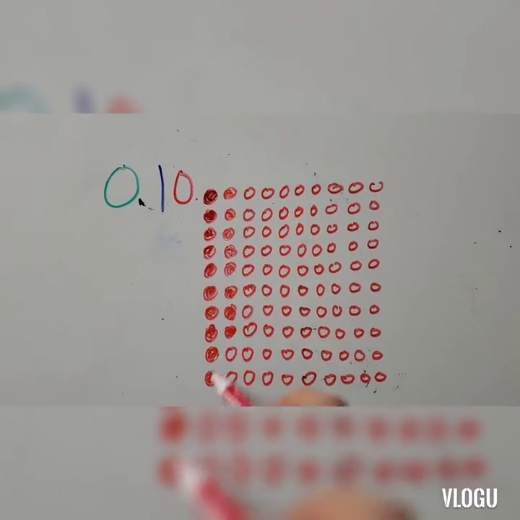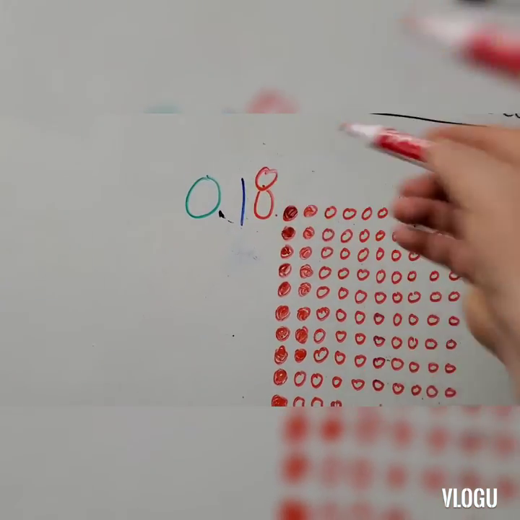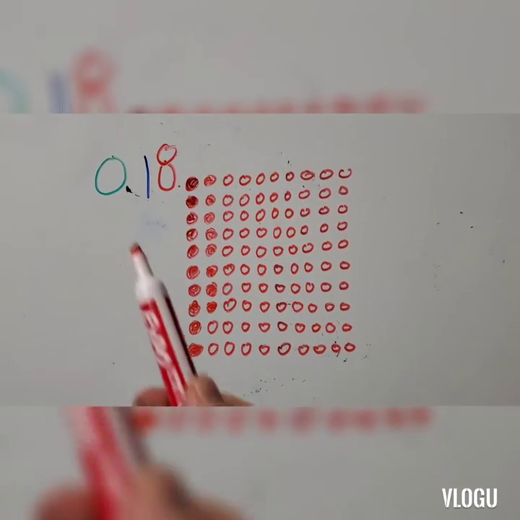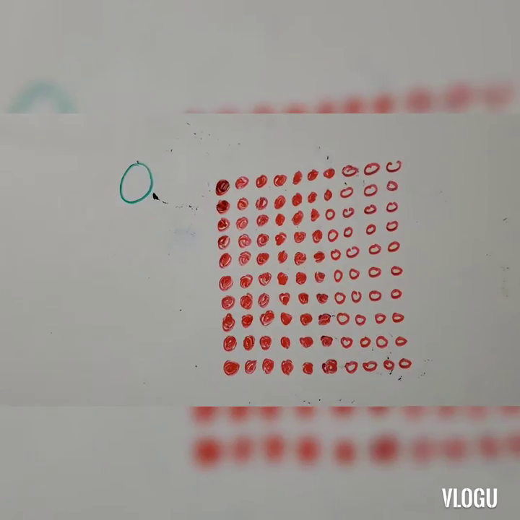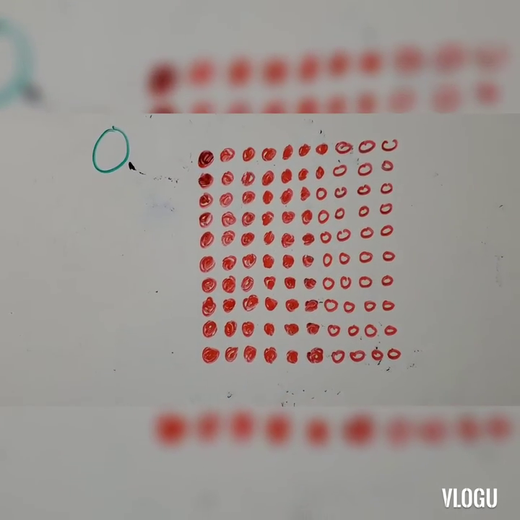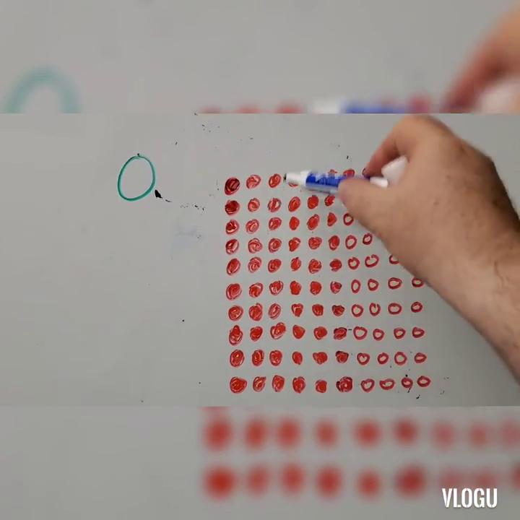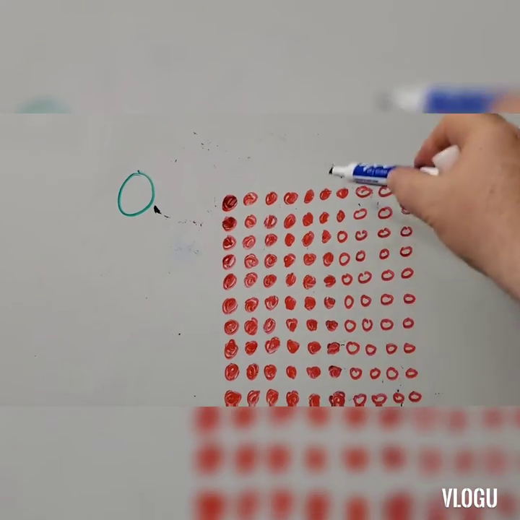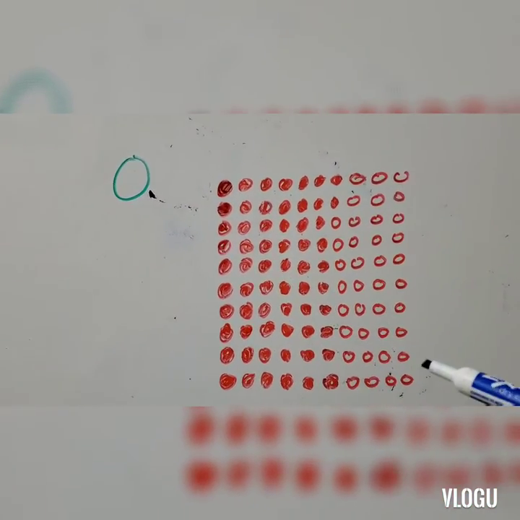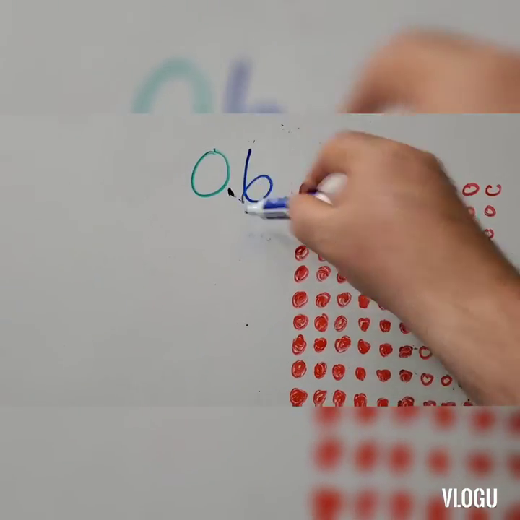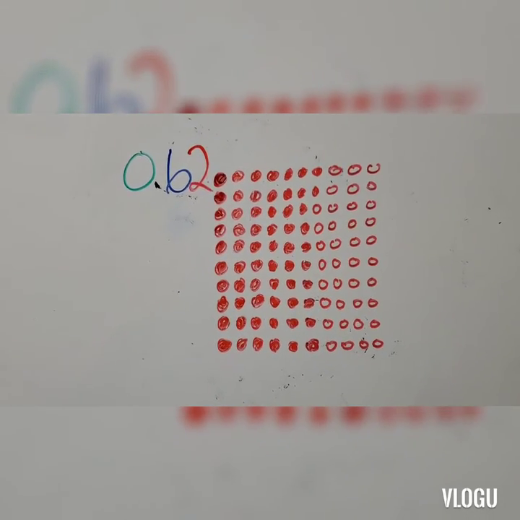If we had 10 plus 8 out of 100, that's 18, then this would be written as 0 and 18 hundredths. Let's see what this is. We have 10, 20, 30, 40, 50, 60, 61, 62 out of 100. This would be 0 and 62 hundredths.